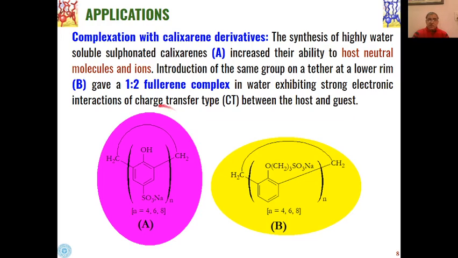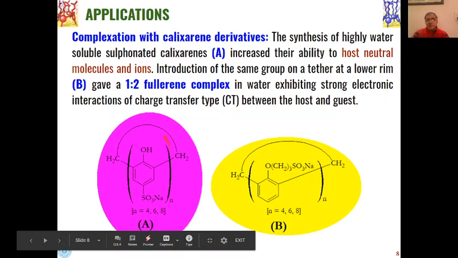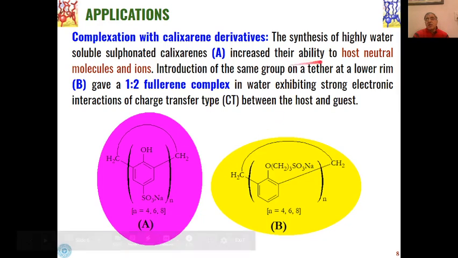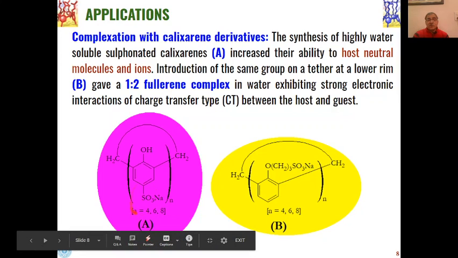So for example, this highly water soluble sulfonated calixarene, where a sodium sulfonate group is present, which makes it soluble in water because of the presence of this sodium salt. So this has increased ability to host neutral molecules or ions in its cavity.